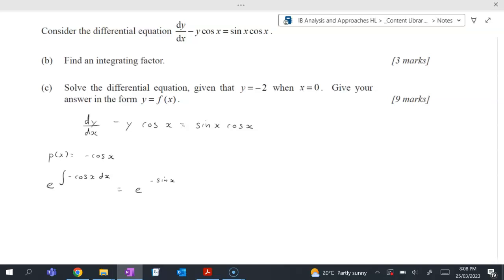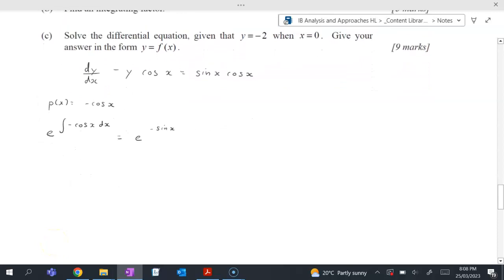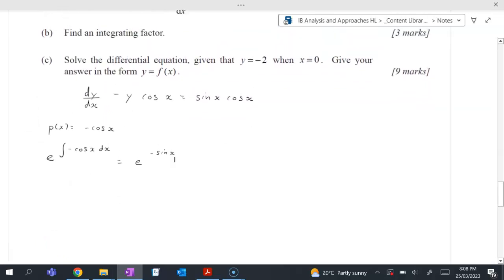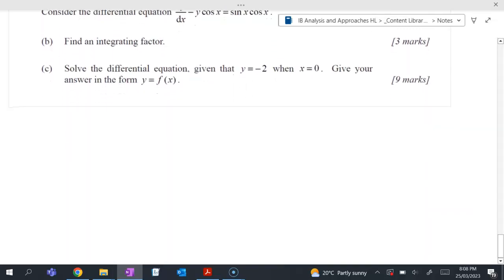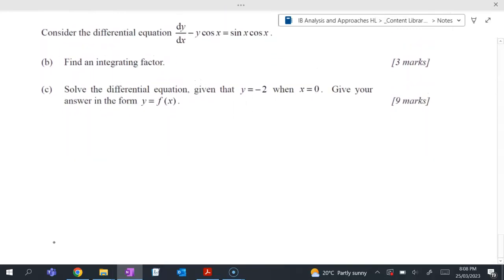Alright, now, so we found our integrating factor. That was part B, it's just e to the power of sine x. And then the third part, and I don't have too much space for that, is to solve the differential equation. So that means I multiply every section by the integrating factor.